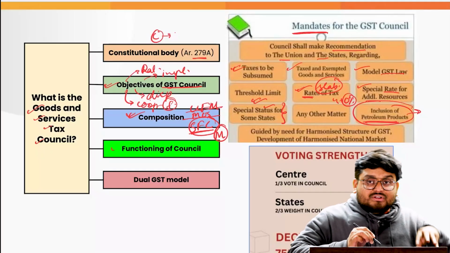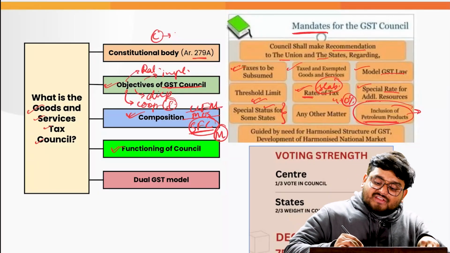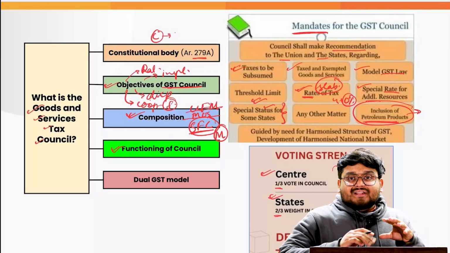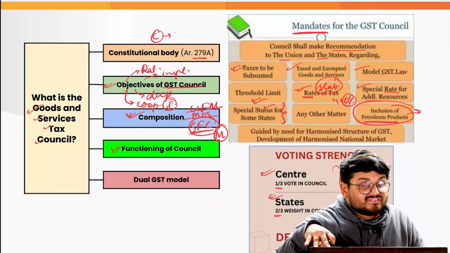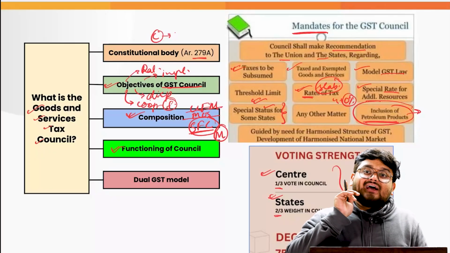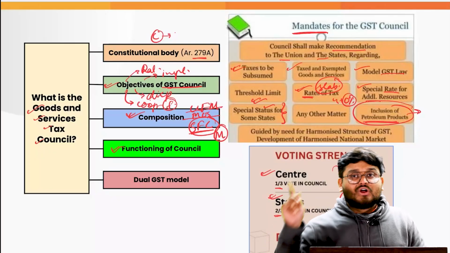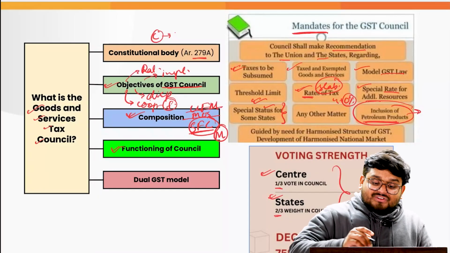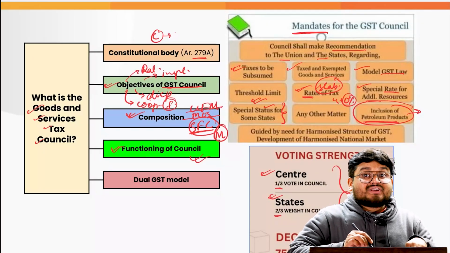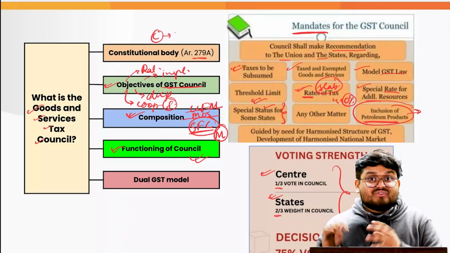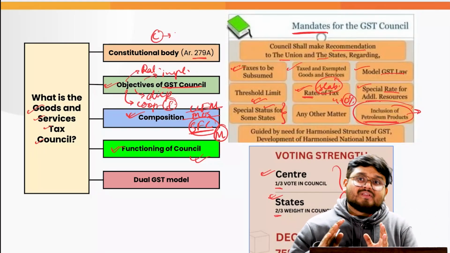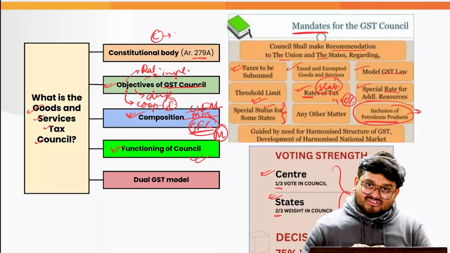Now, when we talk about the core functioning here, the center will have 1/3 of the votes, the states will have 2/3 of the votes, right, and both of them together have to vote on various important matters, but they have to make sure that they attain 75% of the cumulated weighted votes to reach any decision. So this is actually a very important strength of this institution, that we need greater agreement between the states and the center to agree to any changes in the GST taxation regime.